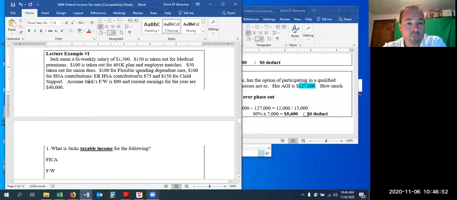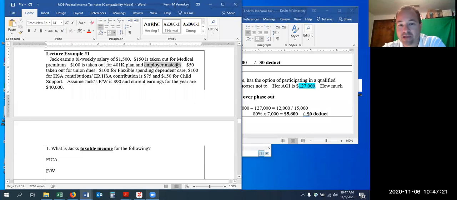Okay, we have a salary of 1,500. That's going to be our starting point. And then we've got to go through each of these and decide what we can take out as a reduction in our income, so therefore we pay less tax. 150 is taken out for medical premiums. So I would put yes and yes. So I would have started out here 1,500, and then minus 150 for both of them. They both get that.